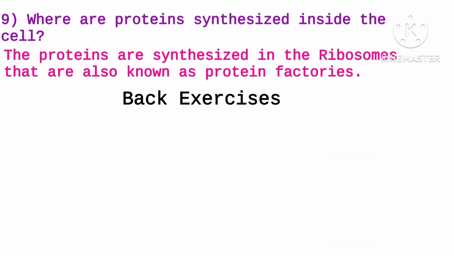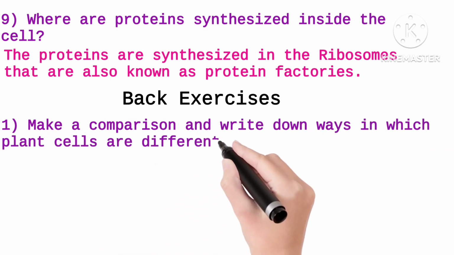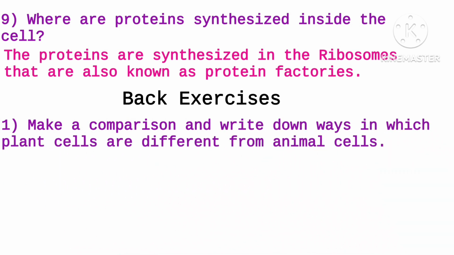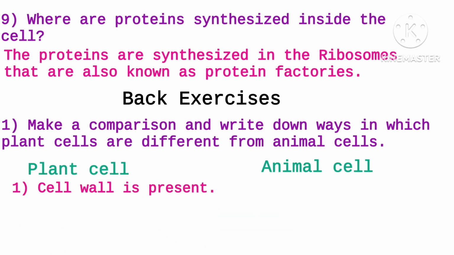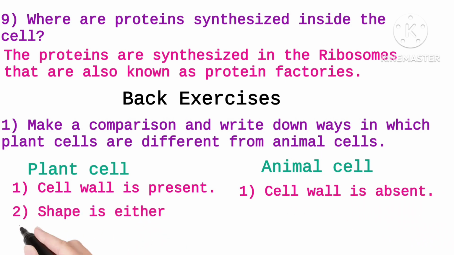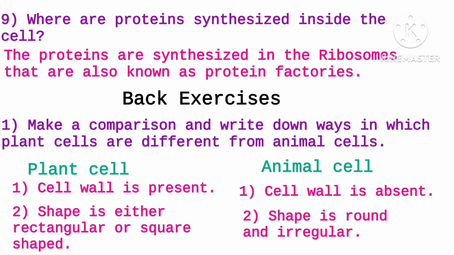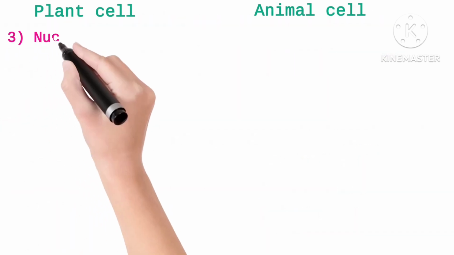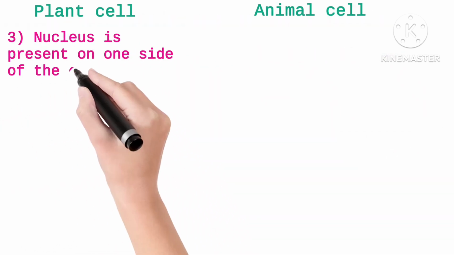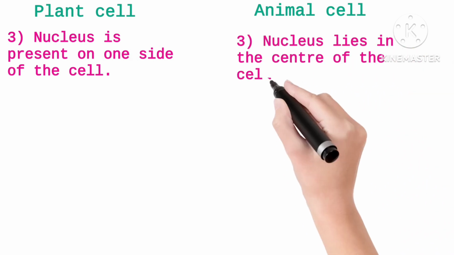Back exercises. Make a comparison and write down ways in which plant cells are different from animal cells. The difference between plant and animal cell is, in plant cell, cell wall is present. In animal cell, cell wall is absent. Plant cell shape is either rectangular or square. Animal cell shape is round and irregular. In plant cell, the nucleus is present on one side of the cell. In animal cell, the nucleus lies in the center of the cell.